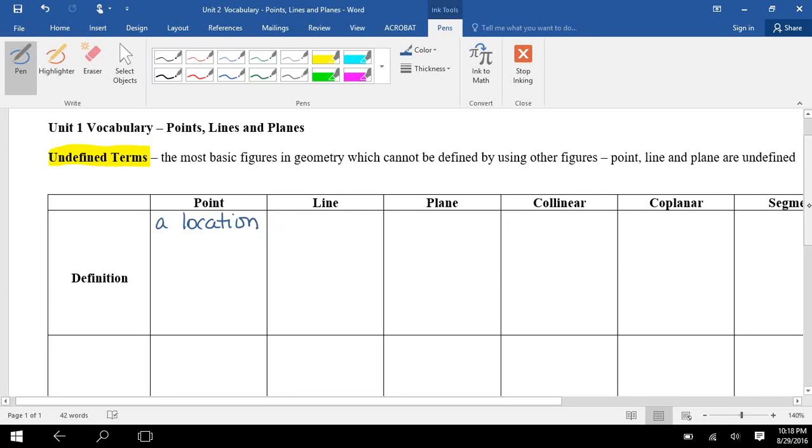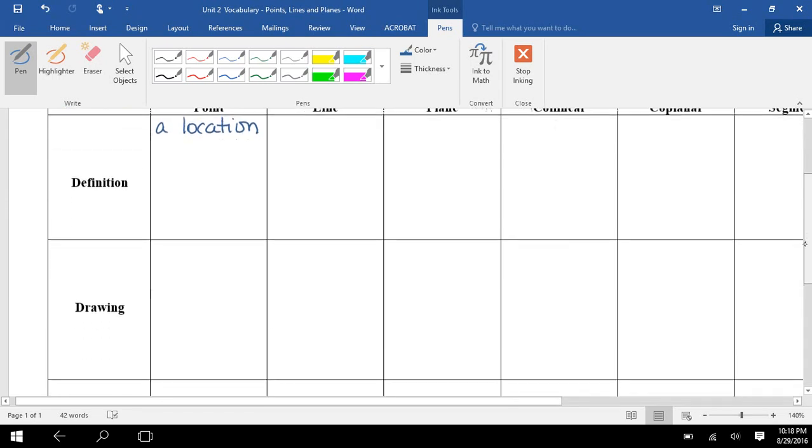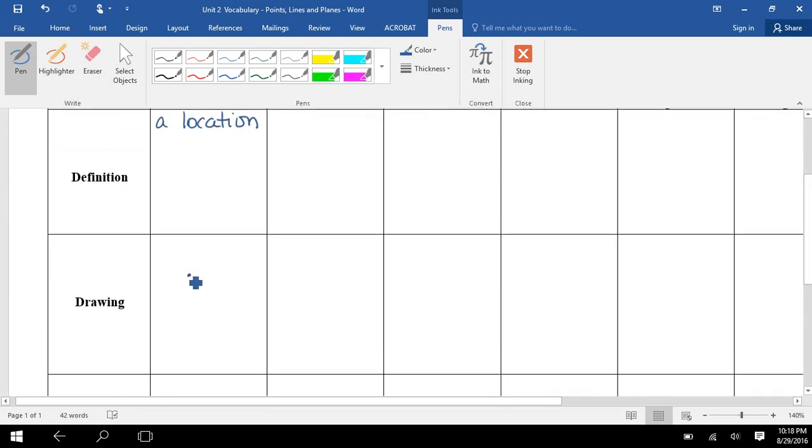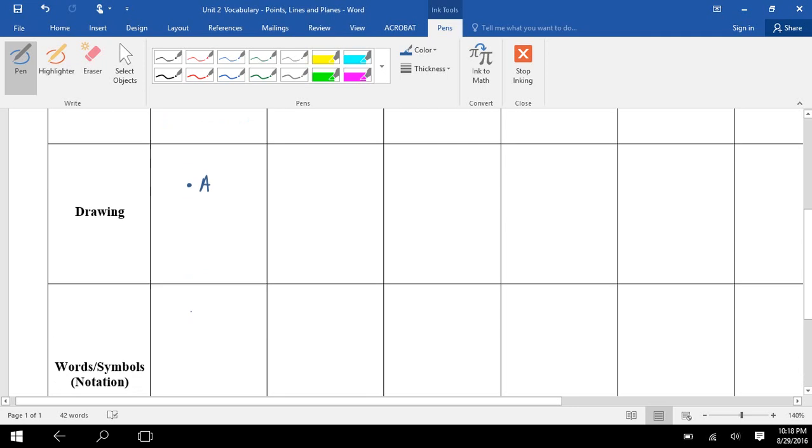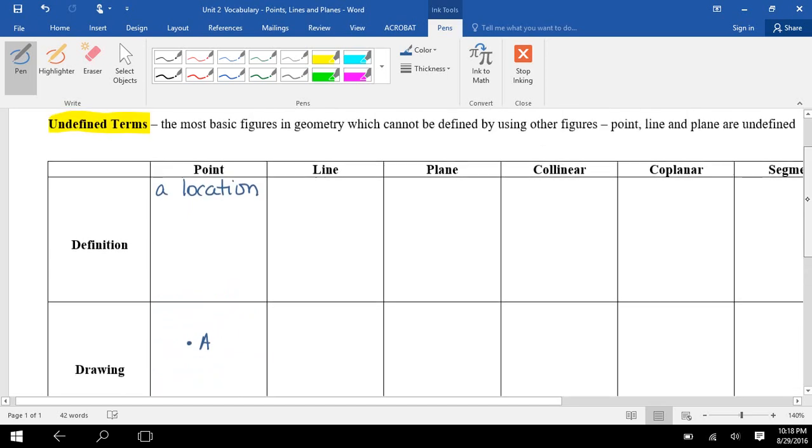A point is physically shown as a little dot and is always labeled with a single capital letter. Pretty important, because if you use a lowercase letter, you're actually naming something else. So be very careful. You must have a single capital letter.